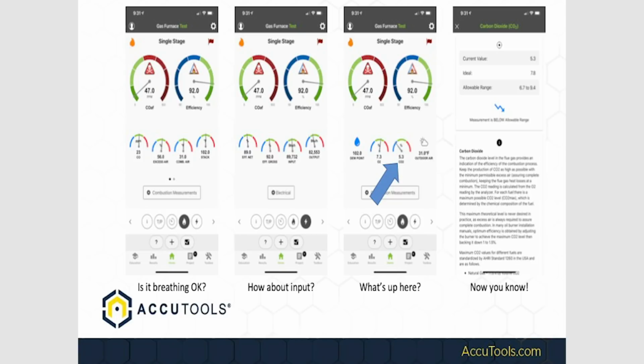And then if you have a question, what's up here, right? What we got here is just a target that's out of range. If you tap on any one of these targets, it'll tell you what that reading is. It'll tell you about it, and a lot of times it'll tell you what to do about it. So now you know step by step what to do. Everything on there is calculated out, so you can do that.